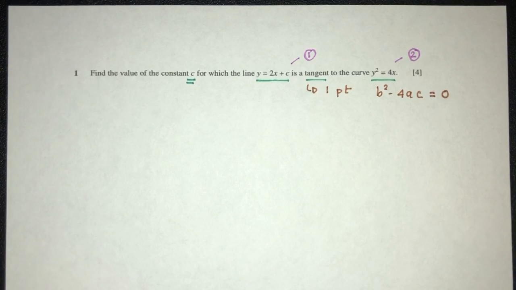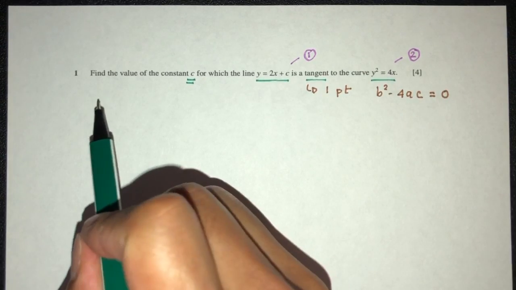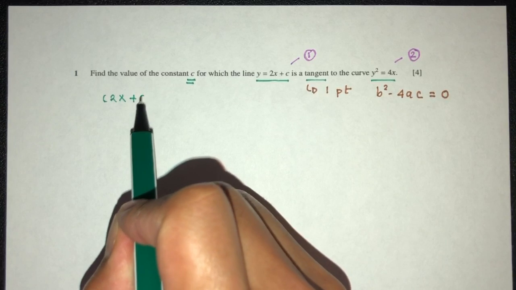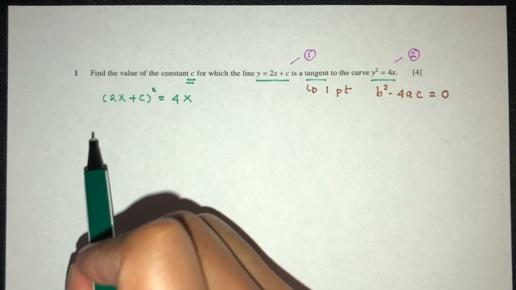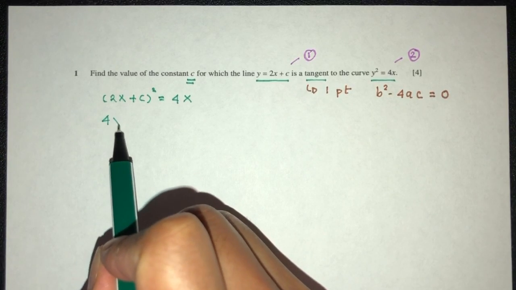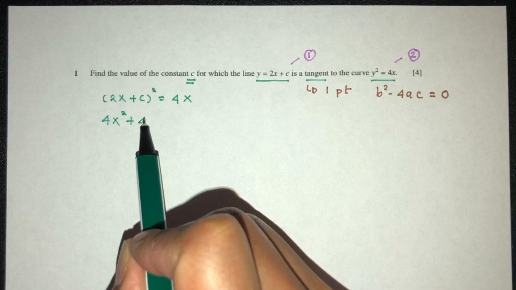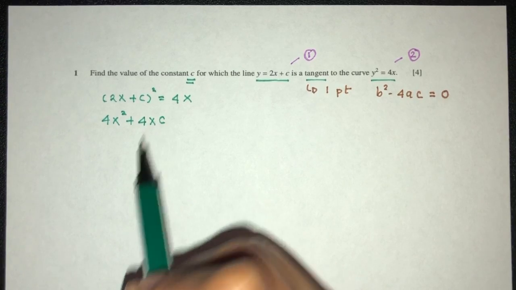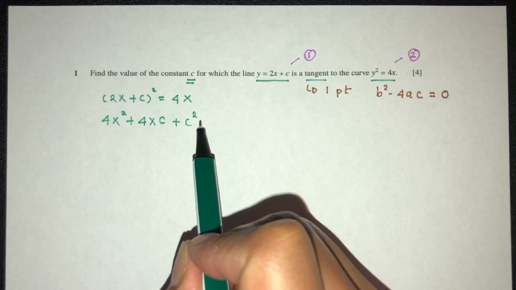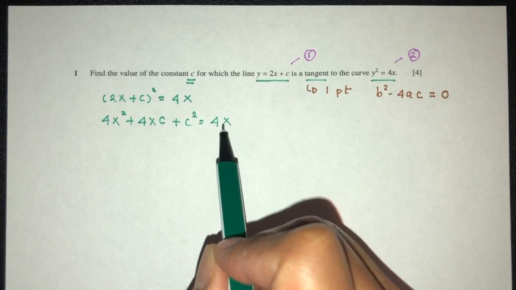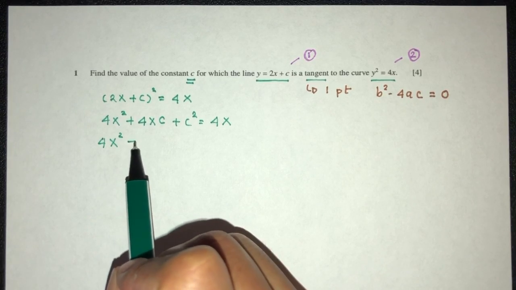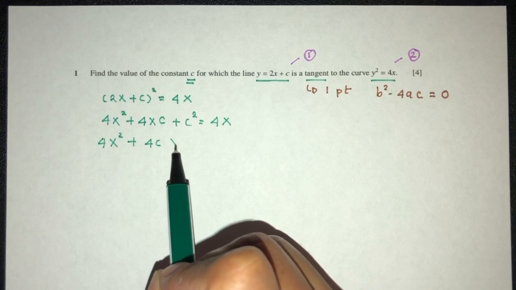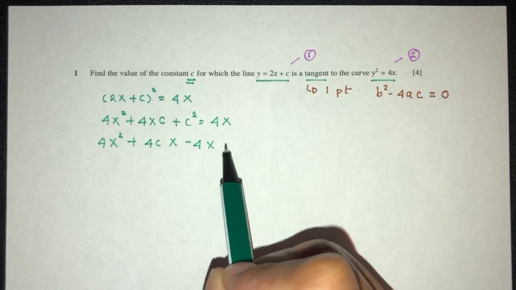Now, let's try to solve this simultaneous equation we have here. So y is this. Replace y here, and you will have (2x plus c) squared equal to 4x. Then we have to expand this. That will give you 4x squared plus 4xc plus c squared equal to 4x. Now let's send everything to one side. You will have 4x squared plus 4cx minus 4x plus c squared.